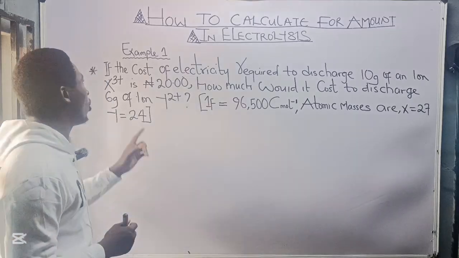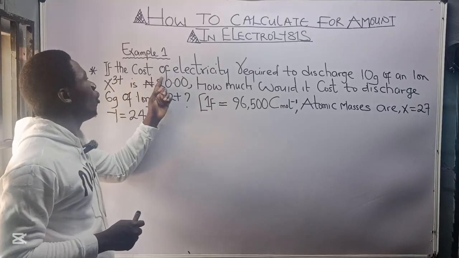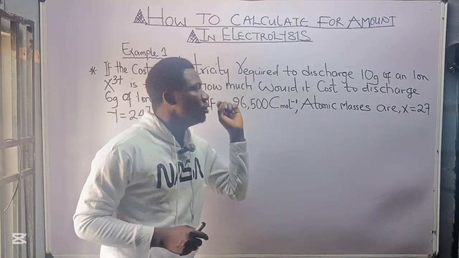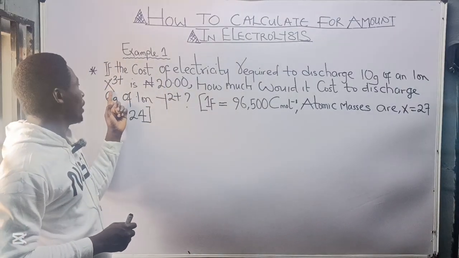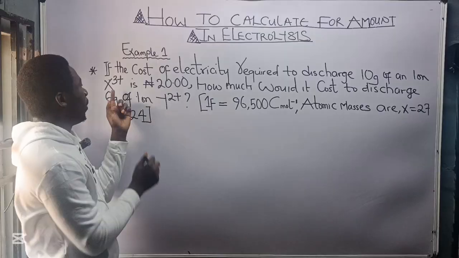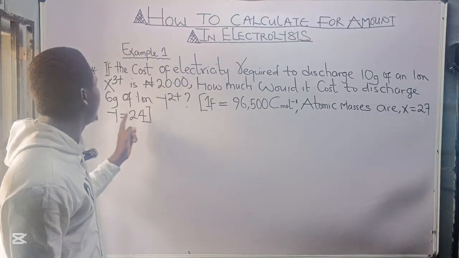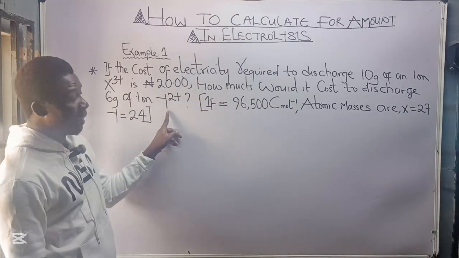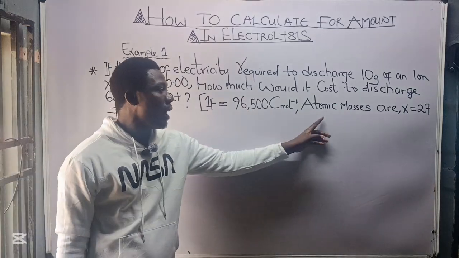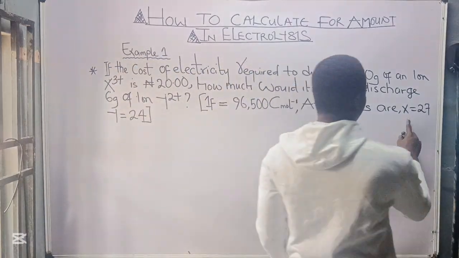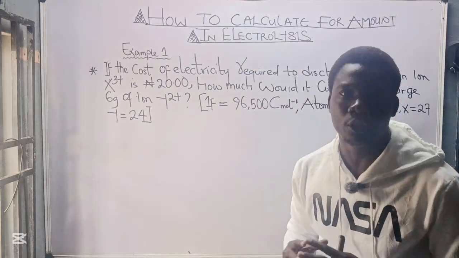Let's begin. According to example number 1, the question says that if the cost of electricity required to discharge 10 grams of an ion, look at the ion here, X raised to the power of 3 plus, is 20 naira, how much will it cost to discharge 6 grams of an ion Y, which is a divalent ion? 1 Faraday is 96500 coulomb per mole. Atomic masses are, that of X is 27 and that of Y is 24.